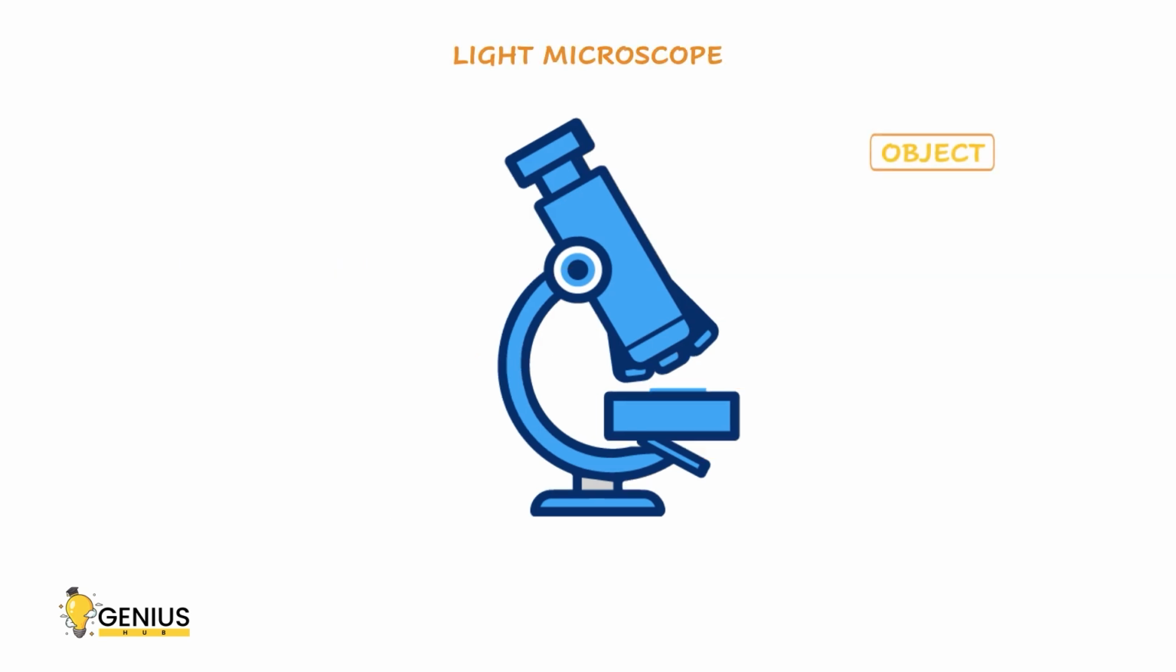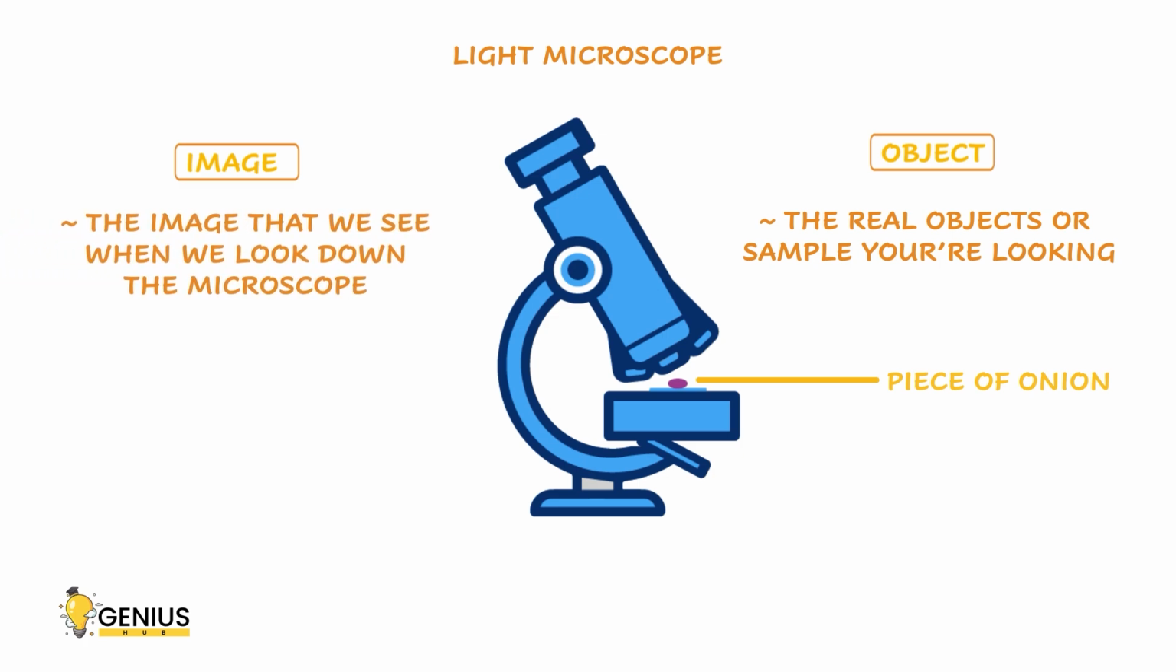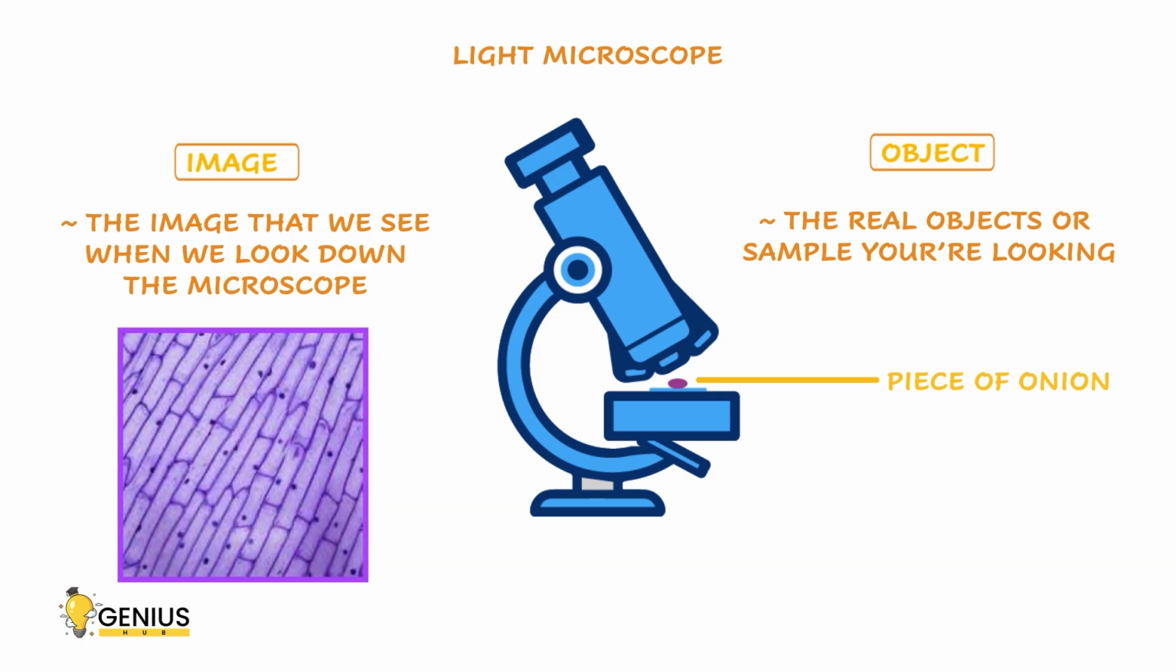Now, let's define object and image. The object is the real sample we are looking at. If we have onion cells on a slide, the onion cells are the object. The image is what we see through the microscope. If we look through the microscope and see onion cells, that is the image. It's important not to mix up these two terms.